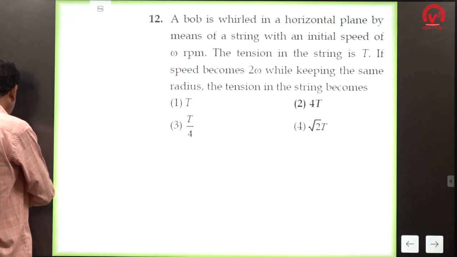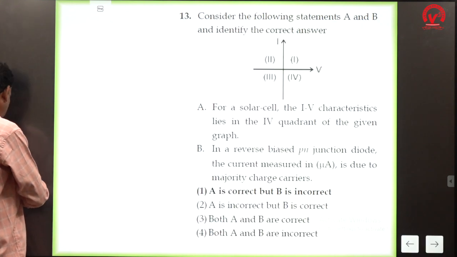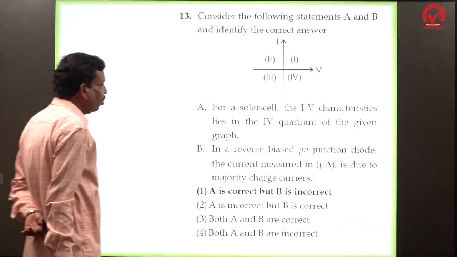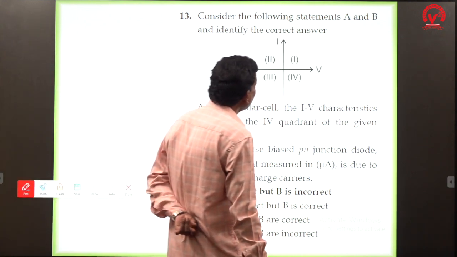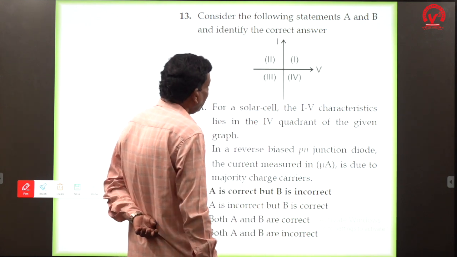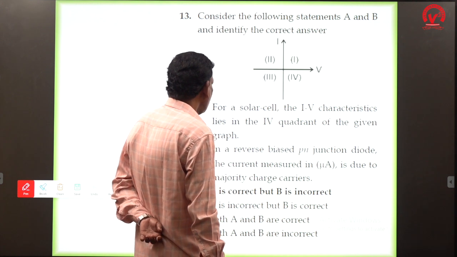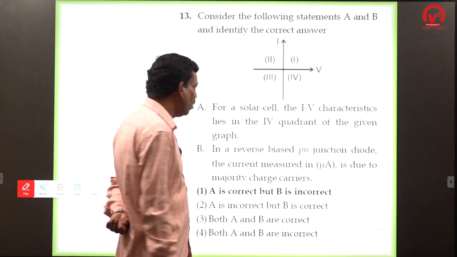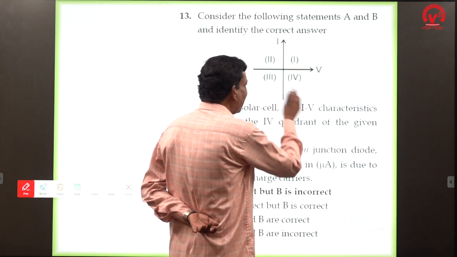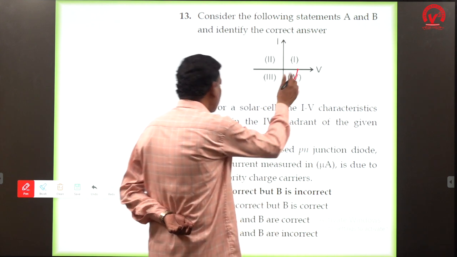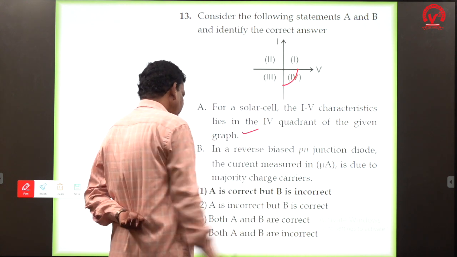Next, question number 13. They gave, consider the following statements A and B and identify the correct answer. For a solar cell or photo cell, the IV characteristics we get like this. So it is in the fourth quadrant, correct.